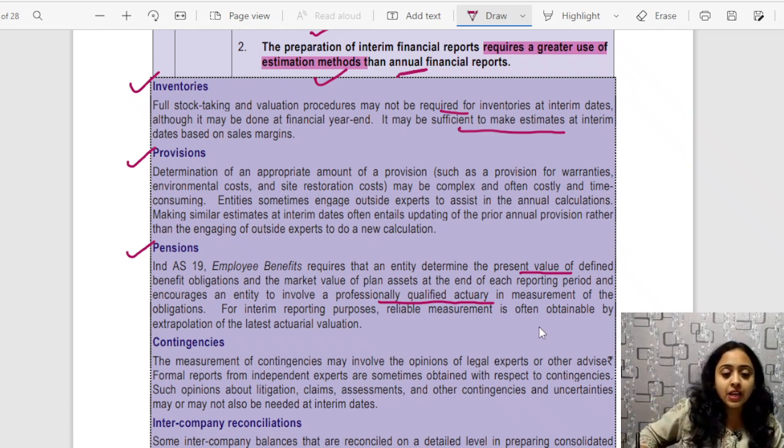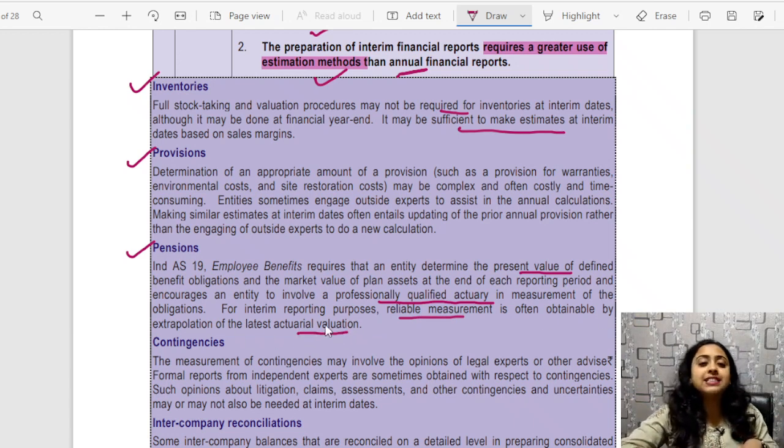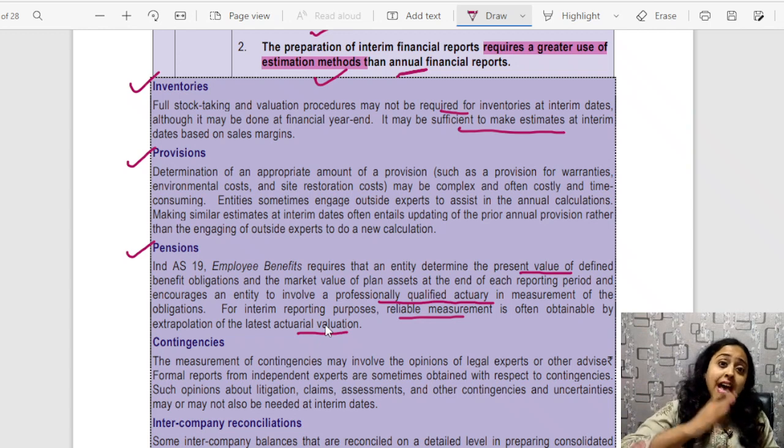You can exercise such calculation by the actuary on an annual basis. In measurement of the obligation, for interim reporting purposes, reliable measurement is often obtainable by extrapolation of the latest actuarial valuation. You can subdivide such actuarial valuation throughout the year, use it for the interim periods, and refer to the actual revalued figures at the end in the annual financial statements.